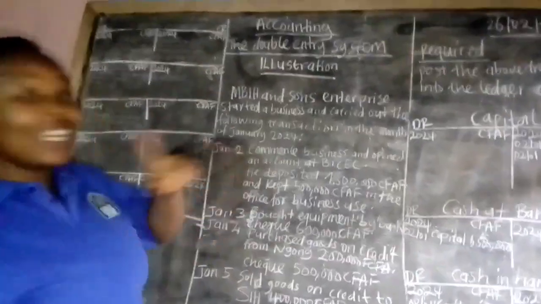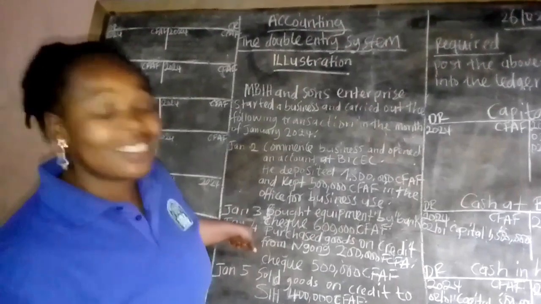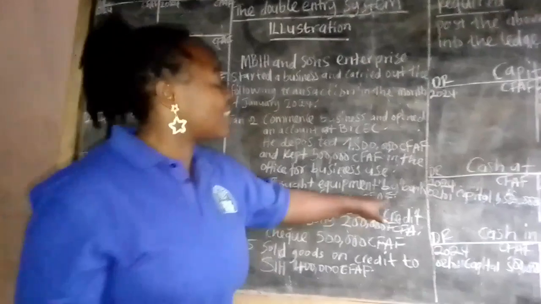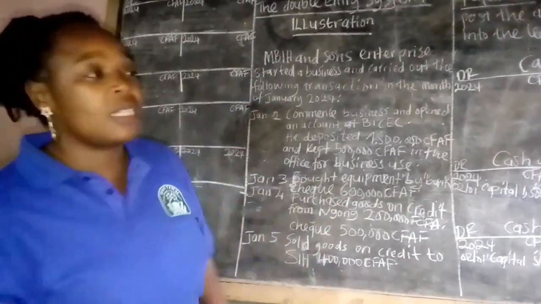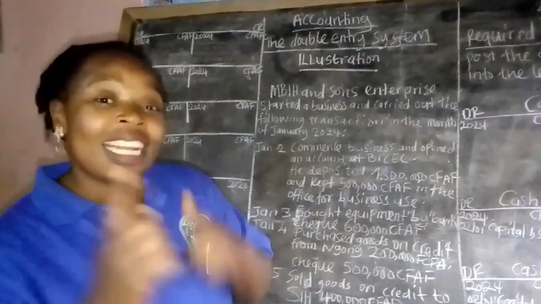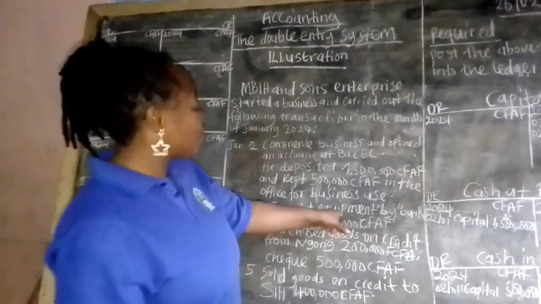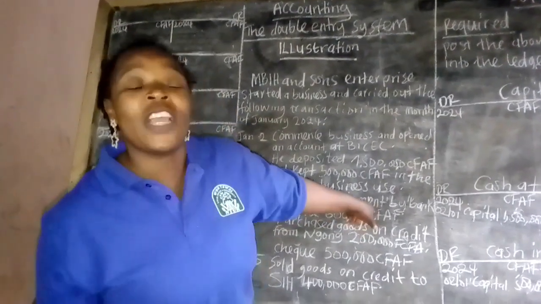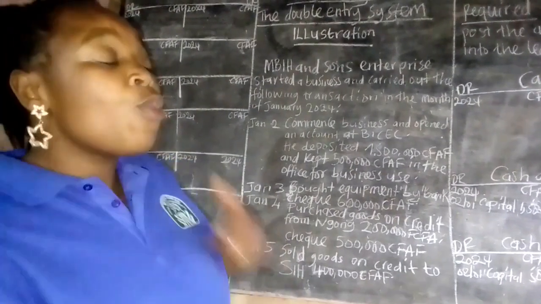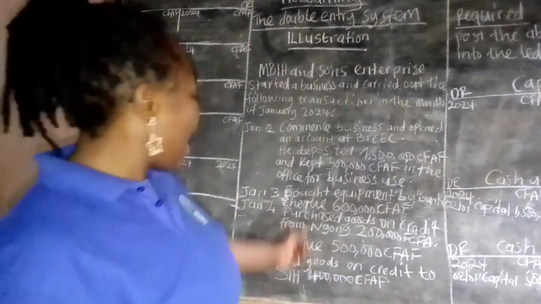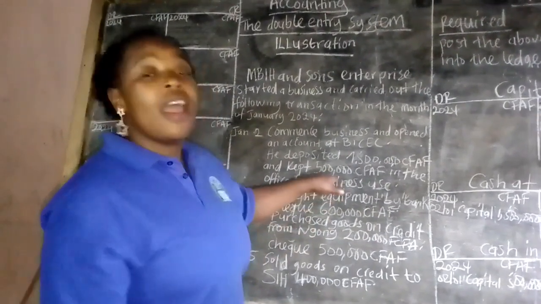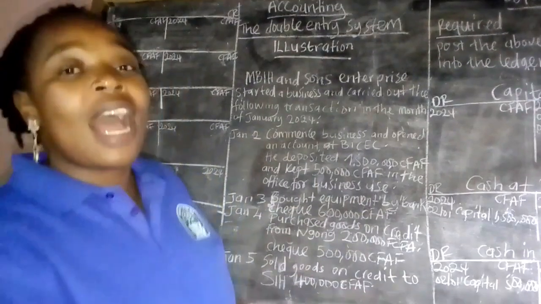We are going to go to the next transaction, which was on the 3rd. We have bought equipment by bank check, 600,000 CFA francs. The first thing, we need to identify the accounts concerned. In identifying the accounts concerned, you see that we have equipment. Equipment is a fixed asset. So when there is any acquisition of a fixed asset, you create an account for that fixed asset, and then the means of payment, which was by bank check. So we have here equipment and cash at bank.